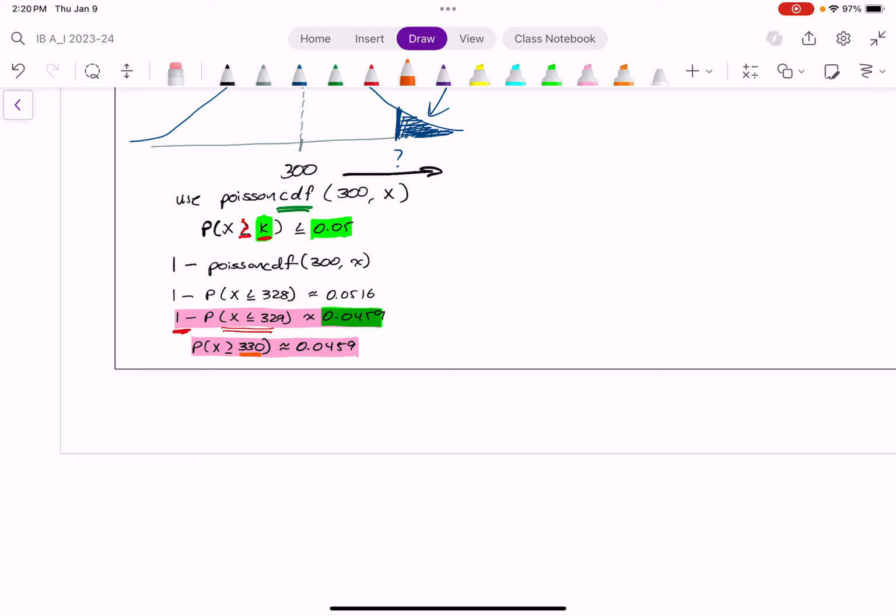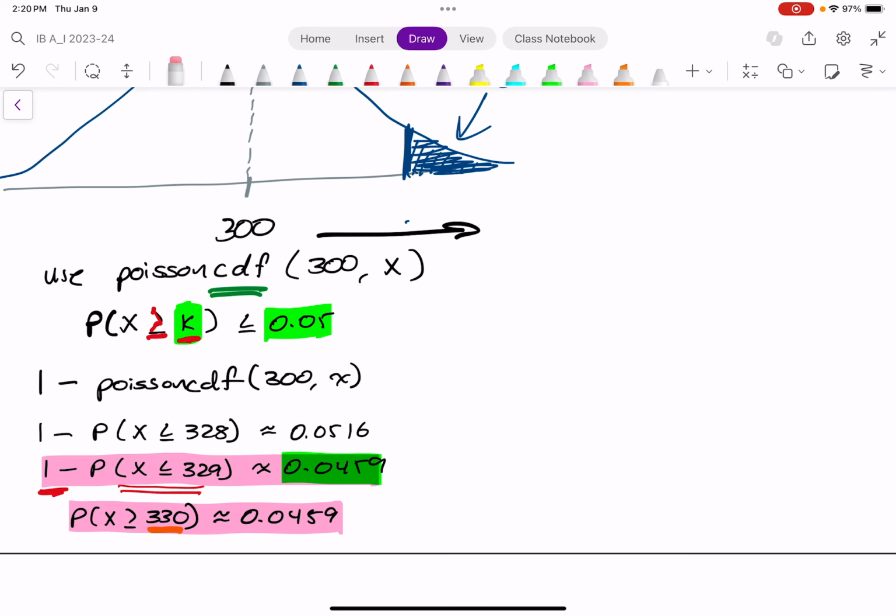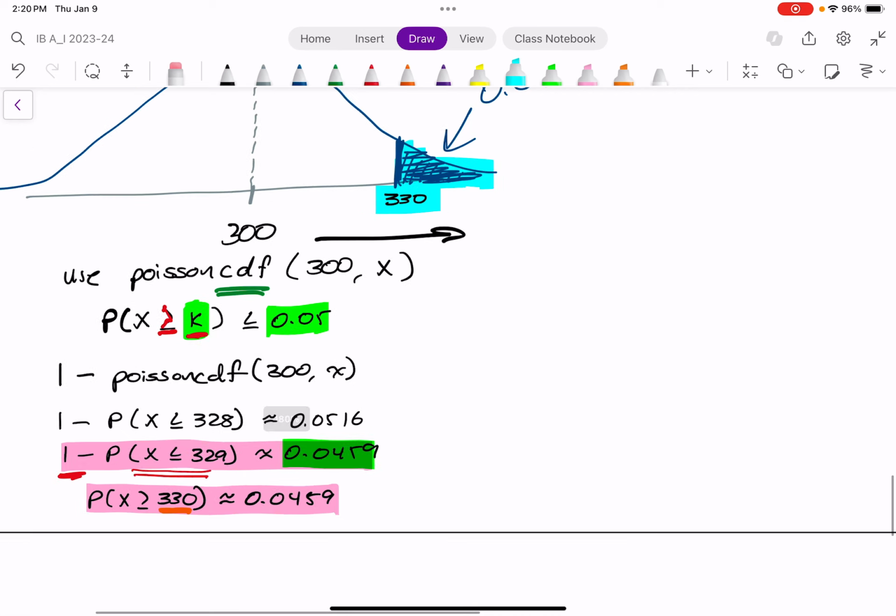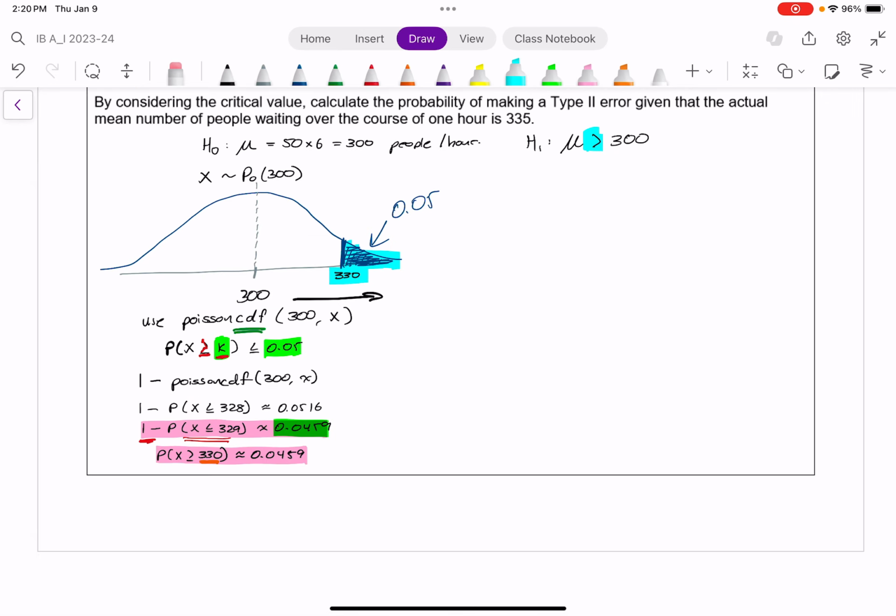All right, so I can now go back to my visual here, change that question mark, and put it as 330. That is our critical value. Which, keep in mind, again, has to be a whole number. So if there's 330 or more, according to this, we should reject this and accept this. All right, but there's a probability that, depending on the sample, we'll get this wrong.